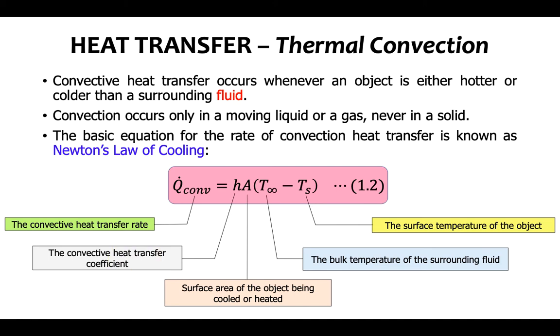If for thermal conduction k is constant, for thermal convection h is constant. So h is the convective heat transfer coefficient, a constant value. A is the surface area of the object being cooled or heated. T infinity is the bulk temperature of the surrounding fluid. And Ts is the surface temperature of the object.